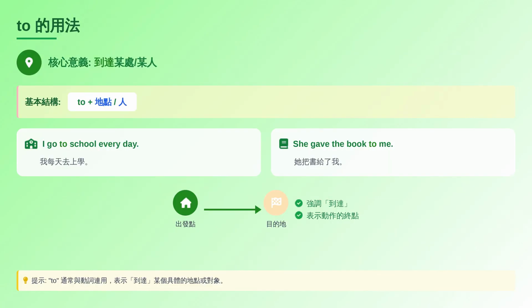Usage of to. Core meaning: to arrive at a place or person. Basic structure: to plus place or person. I go to school every day. She gave me the book. Starting point, to, destination: the emphasis on arrival indicates the endpoint of an action. Tip: to is usually used with a verb to indicate reaching a specific place or object.